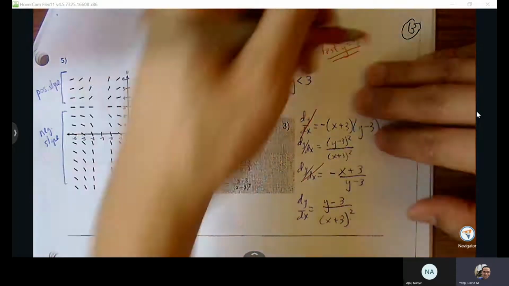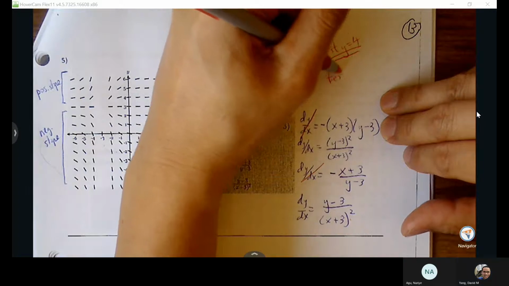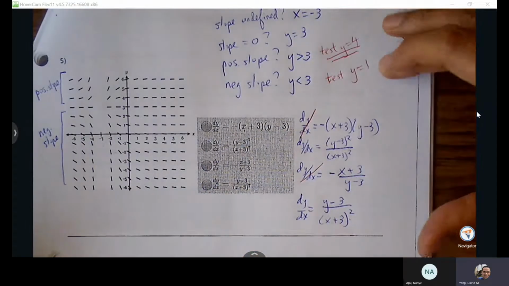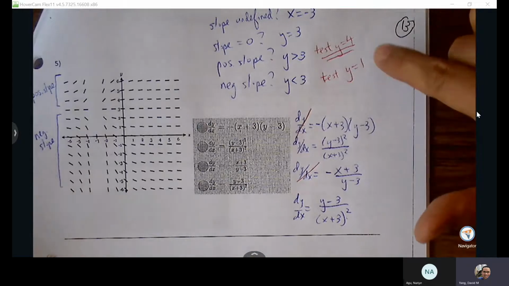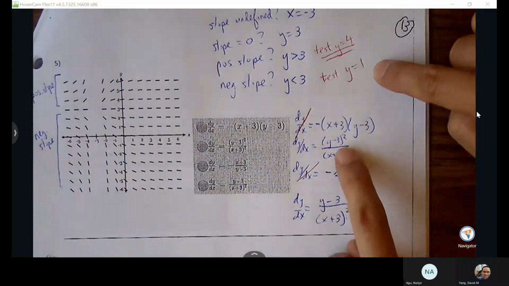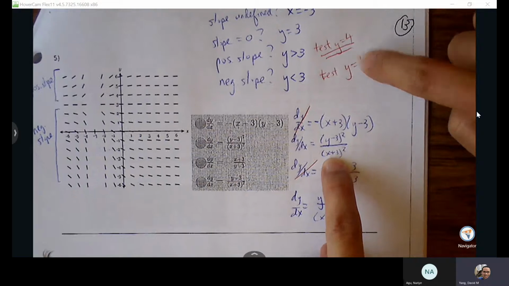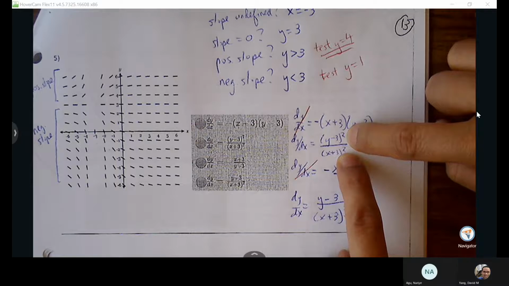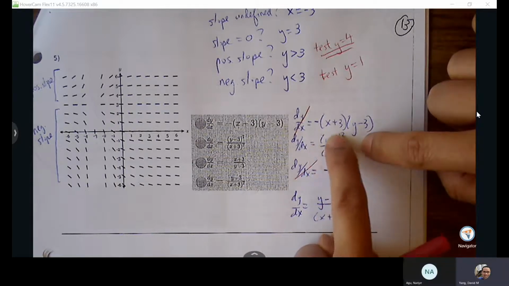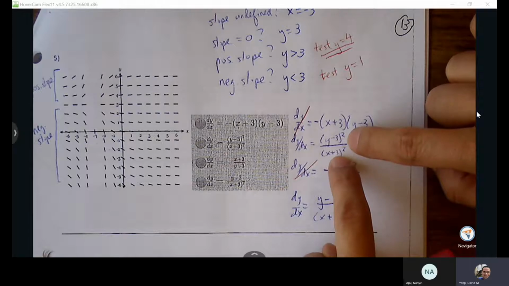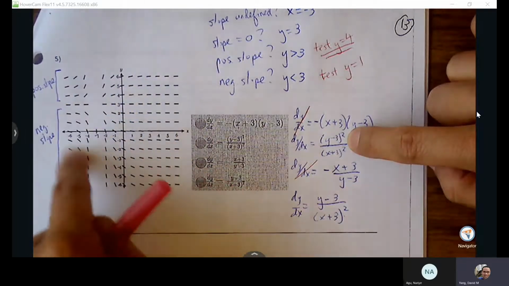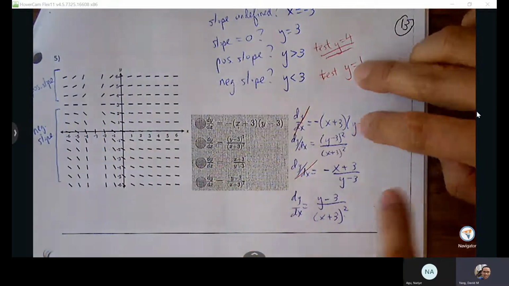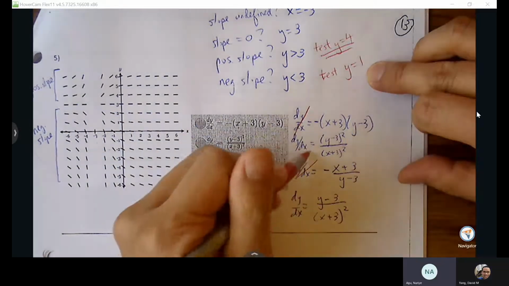Okay, how about the last statement here? Negative slope when y is less than 3. So let me test y equals 1. You could have tested 2, you could have tested 0, you could have tested -1. I'm just choosing an arbitrary number here. Am I getting a negative number when I plug 1 into this one? No. I'm getting positive, right? You see how the numerator and denominator are both squared? So no matter what, this differential equation is always getting me a positive number. But I don't see positive slopes here. So I think we can eliminate this one, right?